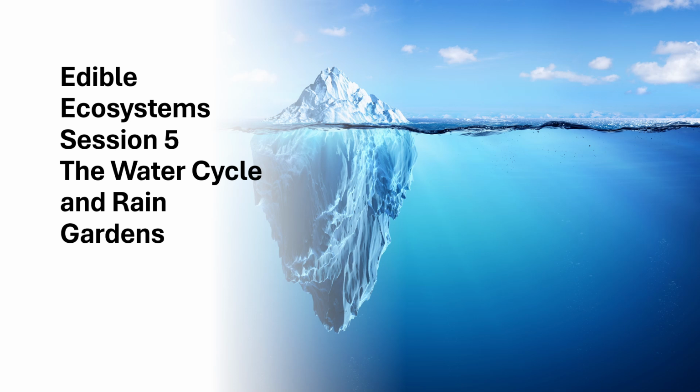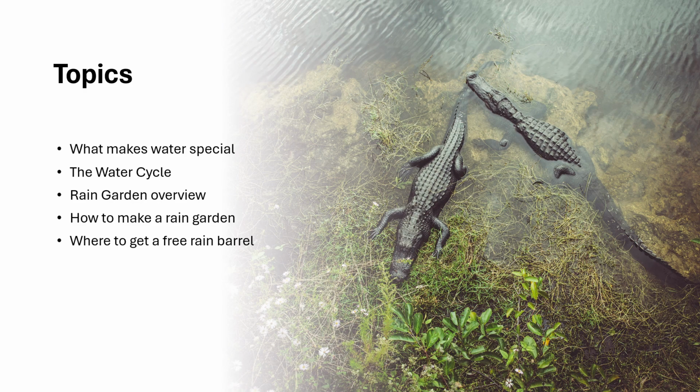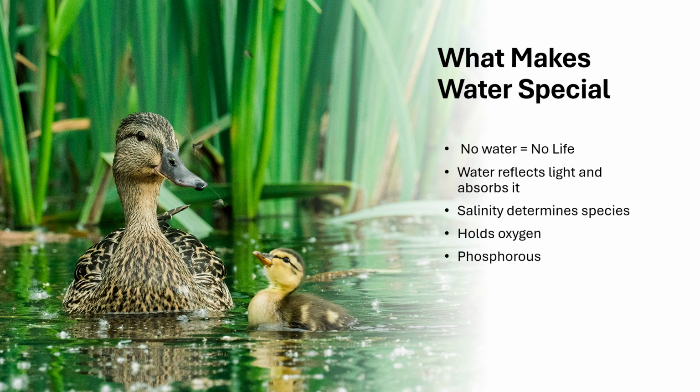Today we're going to go over the water cycle and how to make a rain garden. So we're going to go over what makes water so special, because it is special, the water cycle, a rain garden overview, how to make one, and where you might be able to get a free rain barrel. So we're going to go over what makes water special.